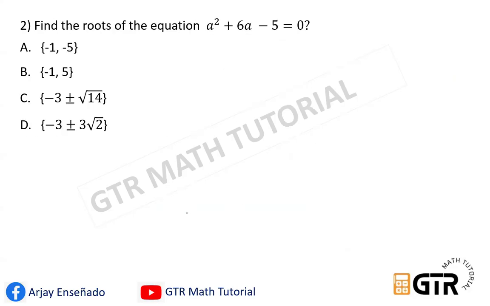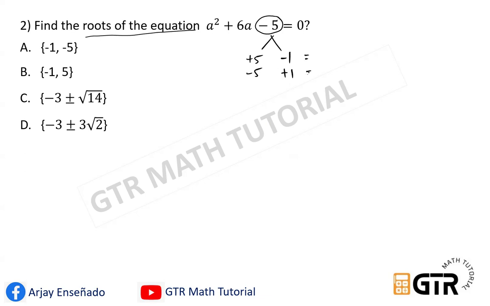Next, number 2. Find the roots of the equation a squared plus 6a minus 5 equals 0. We have 3 methods in solving the roots of a quadratic equation. We can try factoring, completing the square, and the quadratic formula. So let's try factoring first. Factors of negative 5. We only have one pair, 5 and 1. So we have positive 5 and negative 1, or since this is negative, we have negative 5, positive 1.